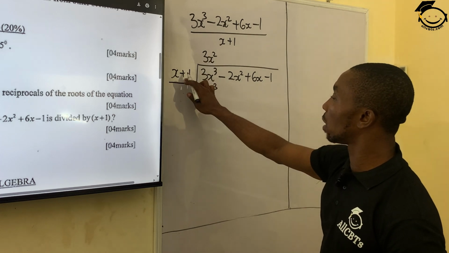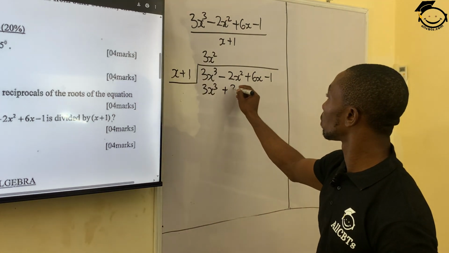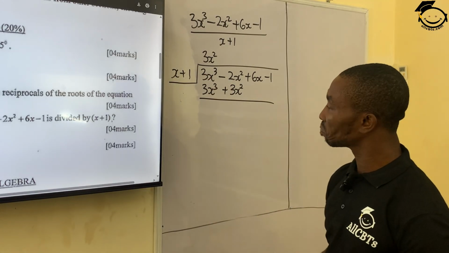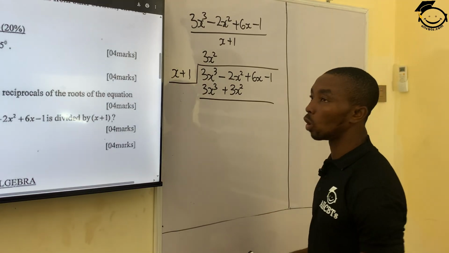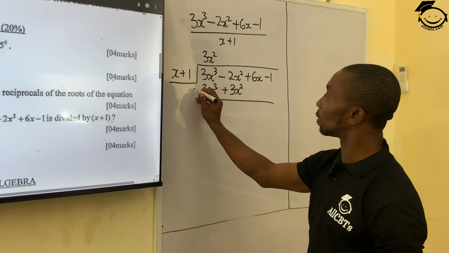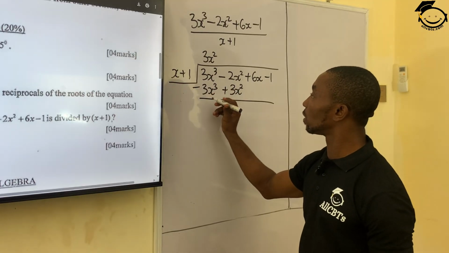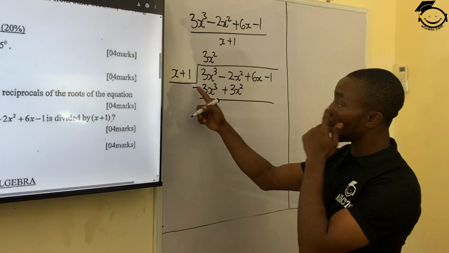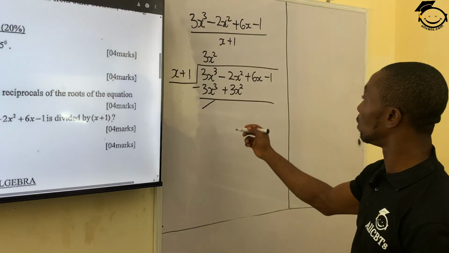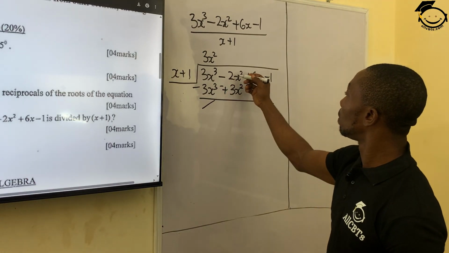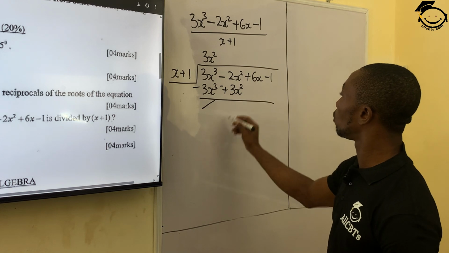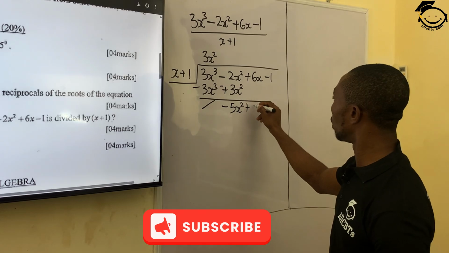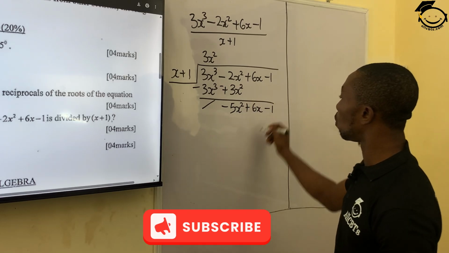Now 3x times 1 will give us plus 3x squared. Since the signs are the same, we are going to subtract. So if we subtract, 3 minus 3 will give us 0. x squared minus x cubed minus x cubed will give us 0, so this will cancel out. Minus times plus is minus. So we are going to have minus 2 minus 3, which will give us a minus 5x squared. So we bring this down, plus 6x minus 1.